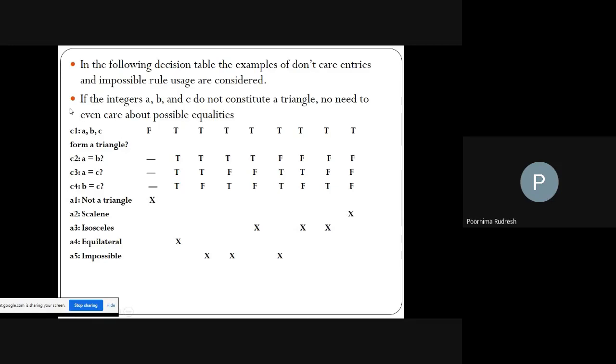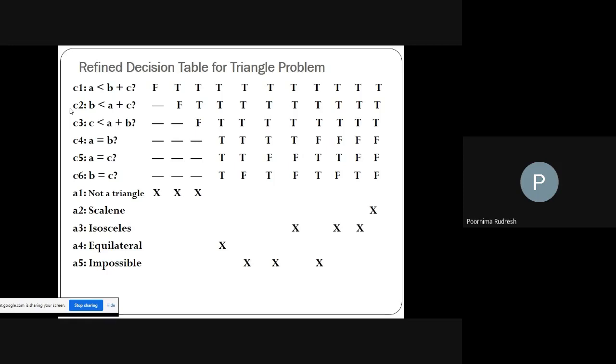This condition we are extending or expanding to check whether it satisfies the condition or not. So what are the three conditions here? A is less than B plus C, B is less than A plus C, and C is less than A plus B. So here the first condition is expanded into three subconditions C1, C2 and C3, and the remaining three conditions are same. Okay, so first we'll see the condition C1.